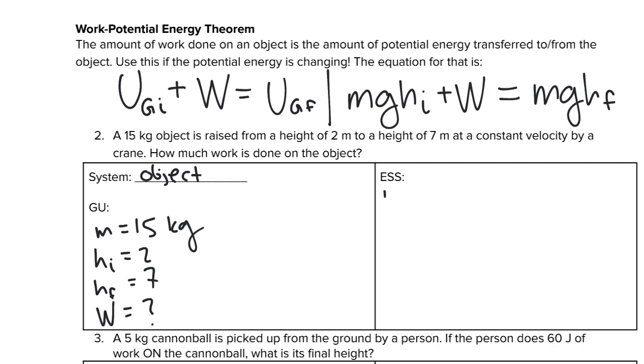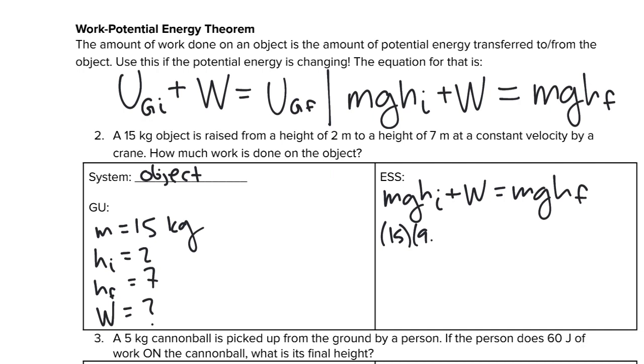Our equation that we're using is the one on the right up there, MGHI plus work equals MGHF. We have the mass, that is 15. We have gravity, that's 9.8. We have an initial height of 2. Don't know how much work, that's what the question is asking us for. And then a mass again of 15, a gravity of 9.8, and a final height of 7. So now what we're going to do is a little bit of algebra.